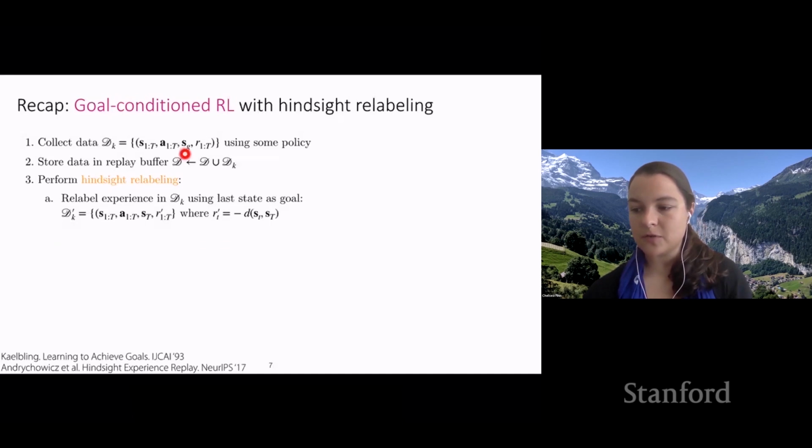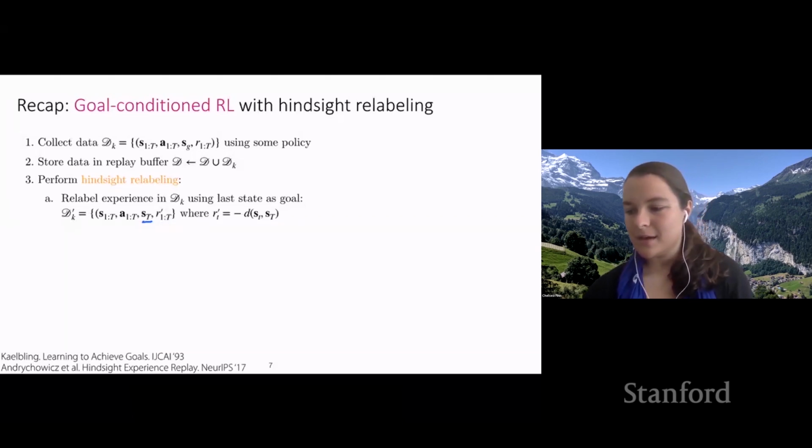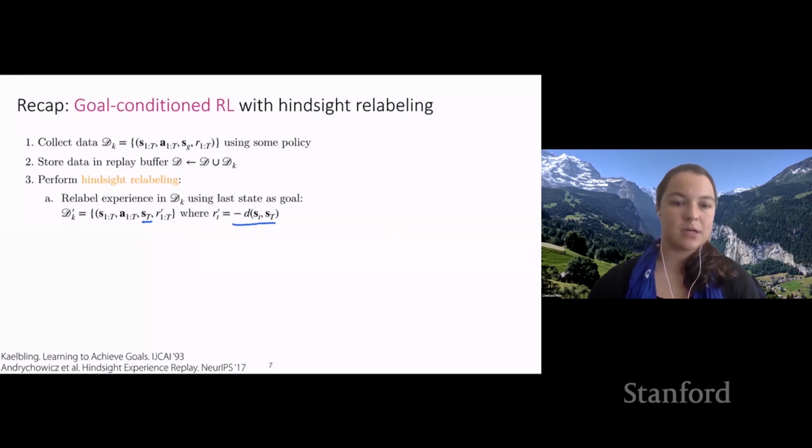So instead of storing it with the goal state that you're attempting, you can replace that goal state with the state that you reached in practice. And this gives you an example of a success for that state. And then you also set the reward to be something like the negative distance between the current state and that new goal state.